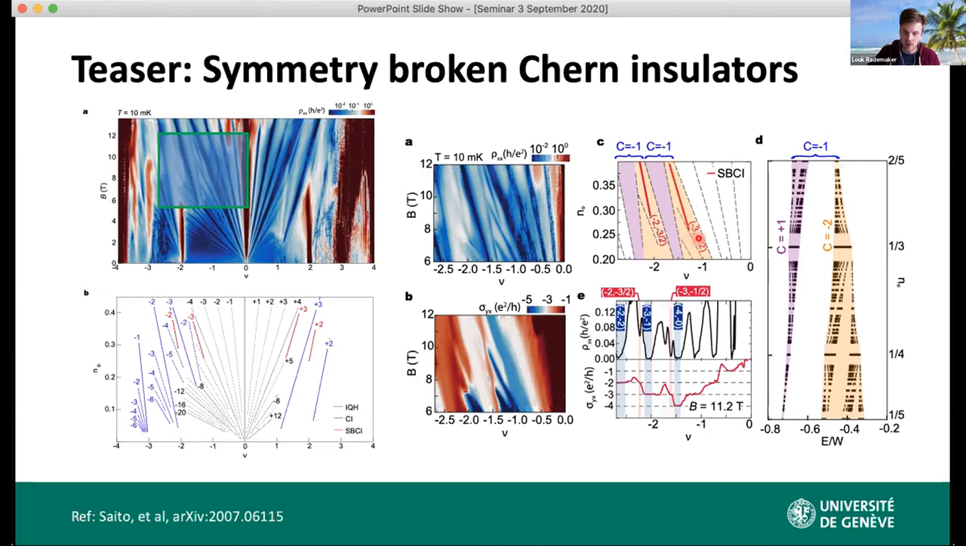The reason why we think this happens is that by analyzing where your states are, by looking at the Hofstadter butterfly, we see that these extra symmetry broken Chern insulators happen in bands, Chern bands that have a net Chern number 2. Now it's known from the zeroth Landau level in graphene that the zeroth Landau level can have a lot of interesting symmetry breaking happening. So we're trying to understand what's happening here in analogy to the zeroth Landau level in graphene.